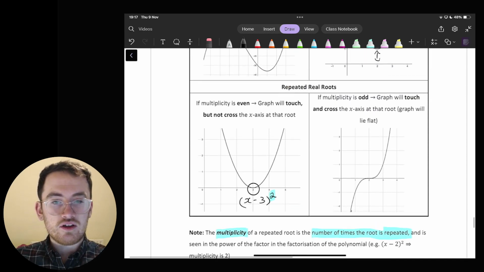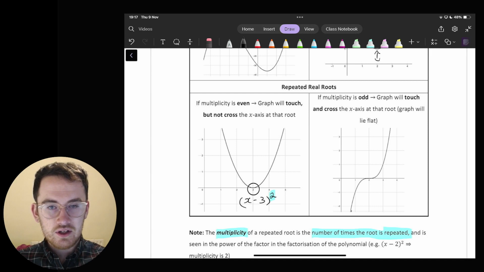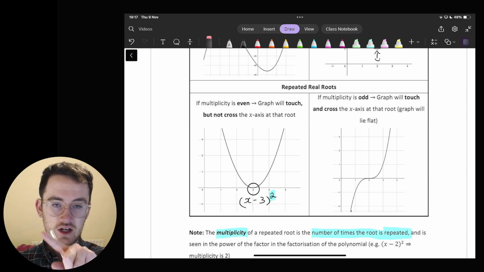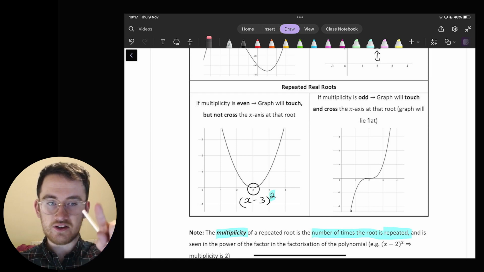With a repeated real root, we know that it can either be repeated an even or an odd number of times. So that's fairly self-explanatory. The power can either be even or odd. It kind of has to be one or the other. If it is even, the graph will touch but not cross the x-axis. So we saw that with the quadratic there. The quadratic comes down, it touches the x-axis, and then it continues back on. It doesn't go through it at all.